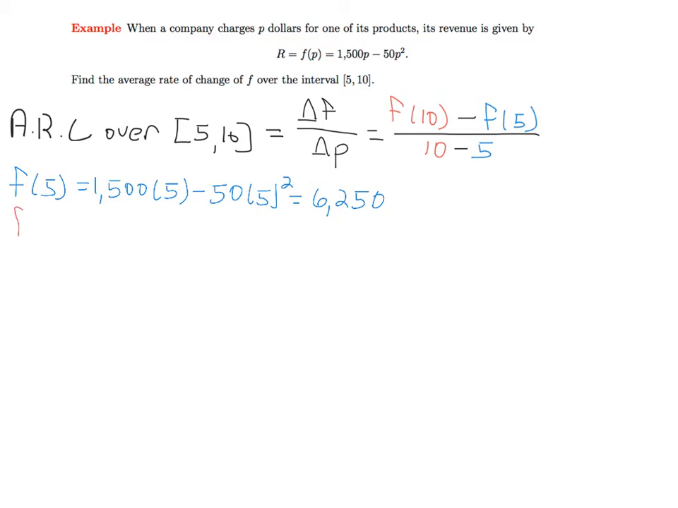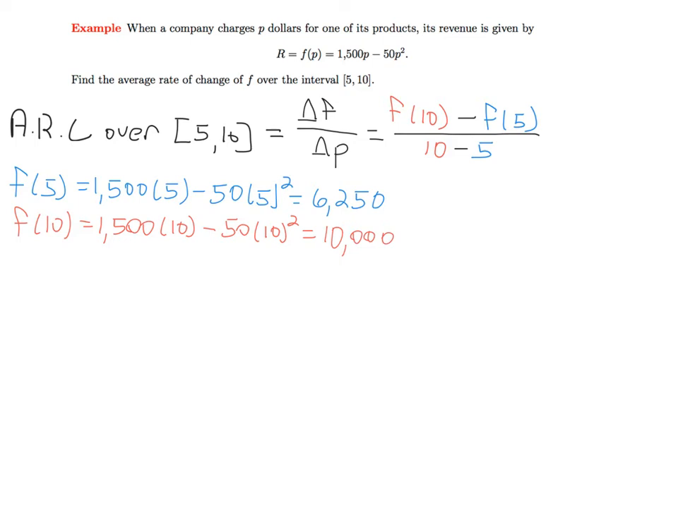Evaluating the revenue at the endpoint of this interval, when P is 10, we get 1,500 times 10 minus 50 times 10 squared, and that gives us a revenue of $10,000. So if they charge $10 per unit, then the amount of money they earn in sales is $10,000. And now we can calculate the average rate of change using these values.